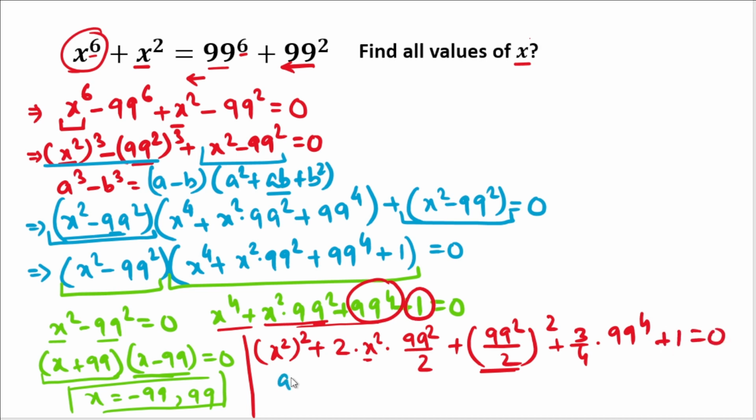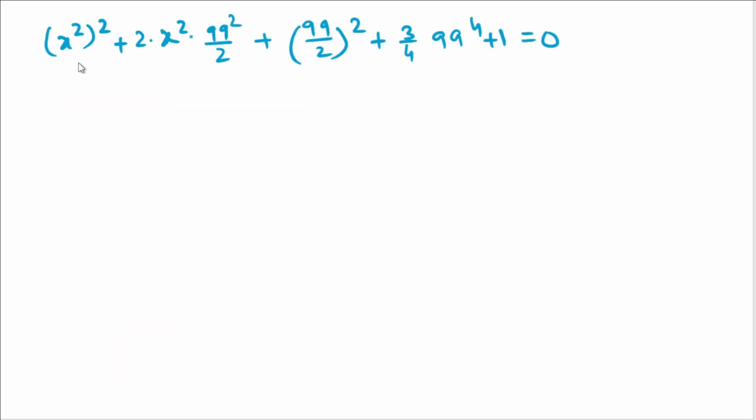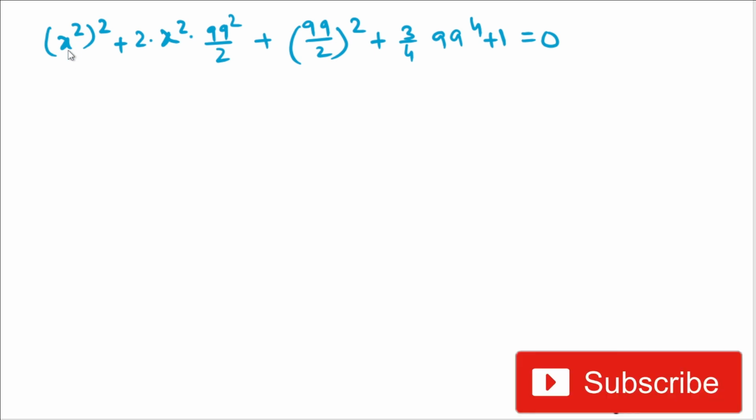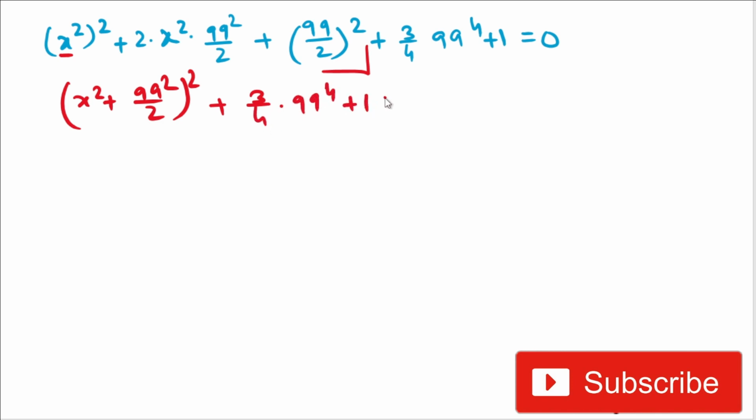Now it is a square plus 2ab plus b square, that is equal to a plus b and its whole square. Now we'll write in the next page. So here we have copied down the information of the last page. So it is x square plus 99 square divided by 2 and its whole square. Now we'll write this value: this is 3 by 4 times 99 raised to the power 4 plus 1, that is equal to 0.